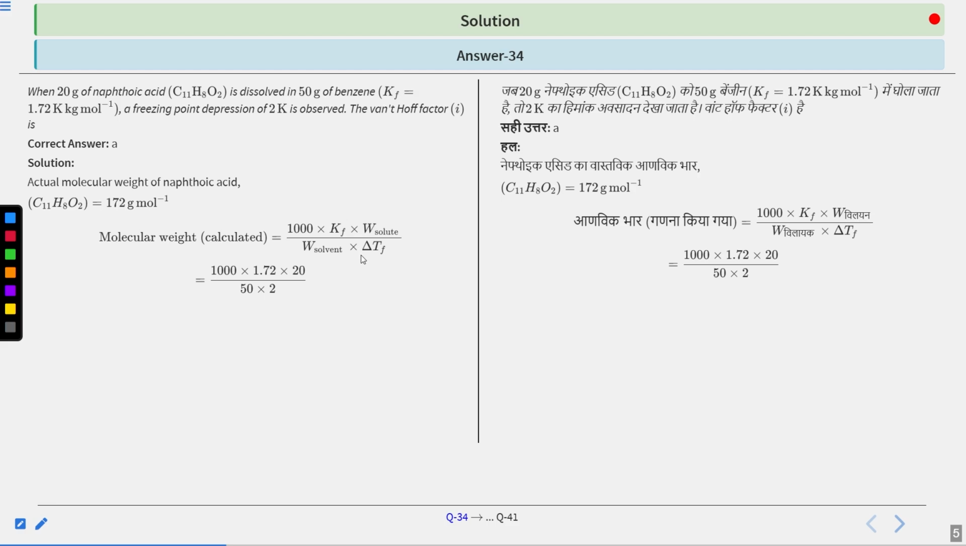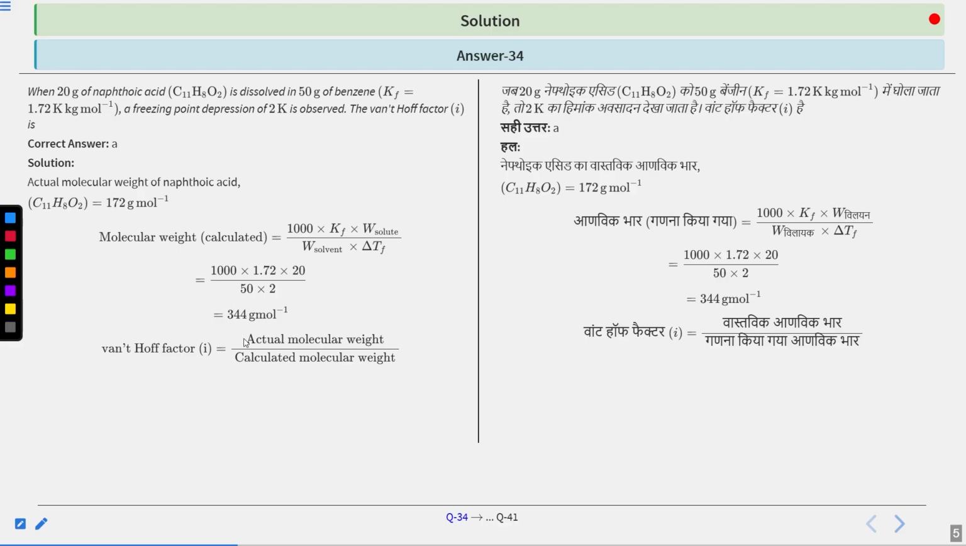We know that delta Tf is equal to molality into Kf. So we find the molality, and to find the molality we need the molecular weight. So we have rearranged this equation to calculate the calculated molecular weight. In this way you will get this as 344 gram per mole. Now we know that Van't Hoff factor i is equal to actual molecular weight by calculated molecular weight. So actual is 172 by the calculated, which is 344. By doing this you will get 0.5 as the correct answer.